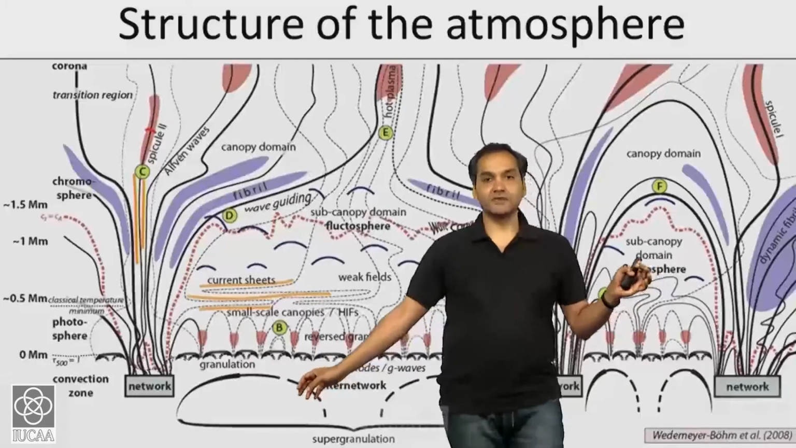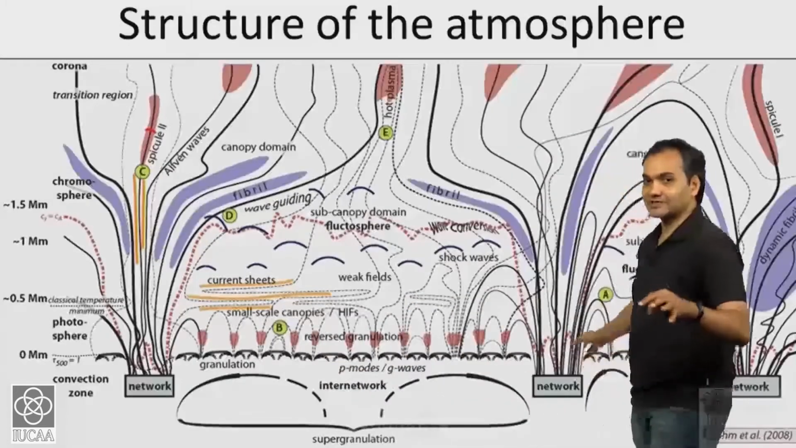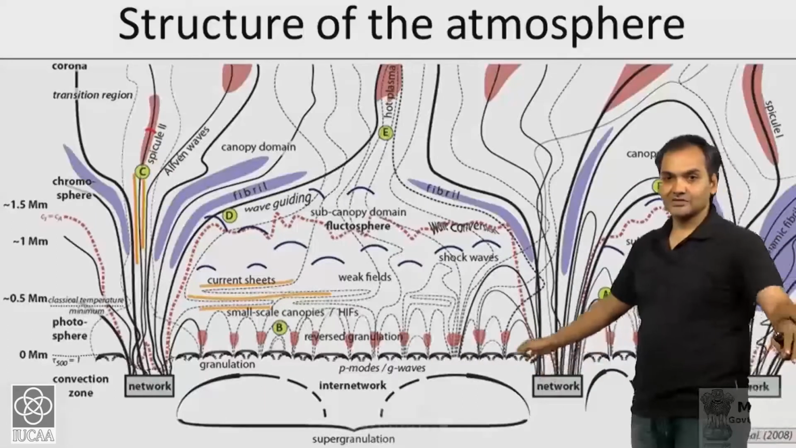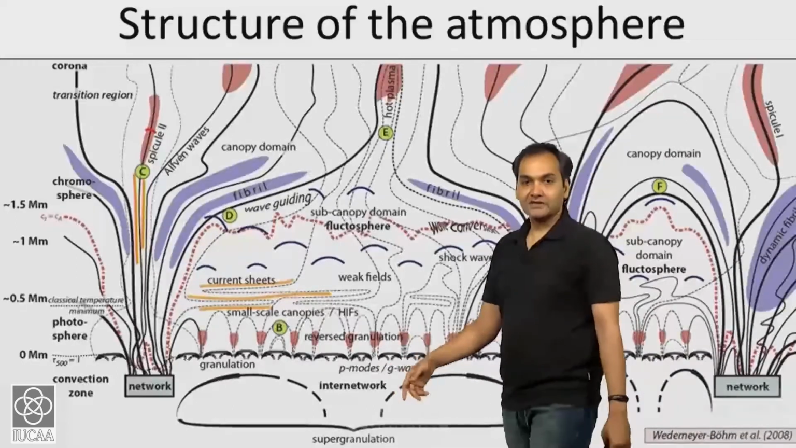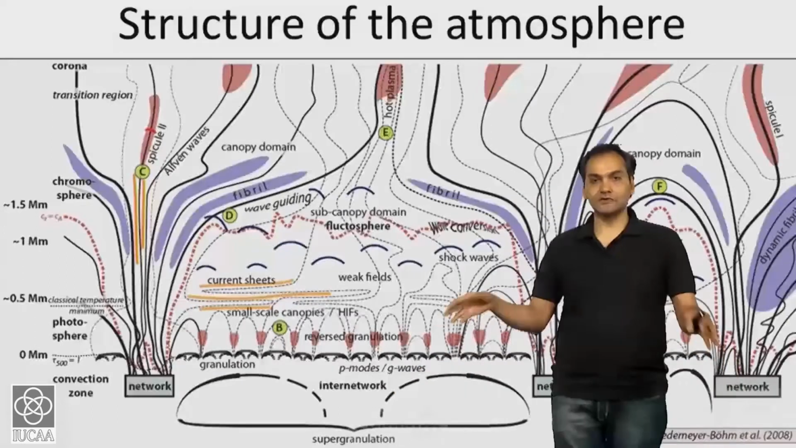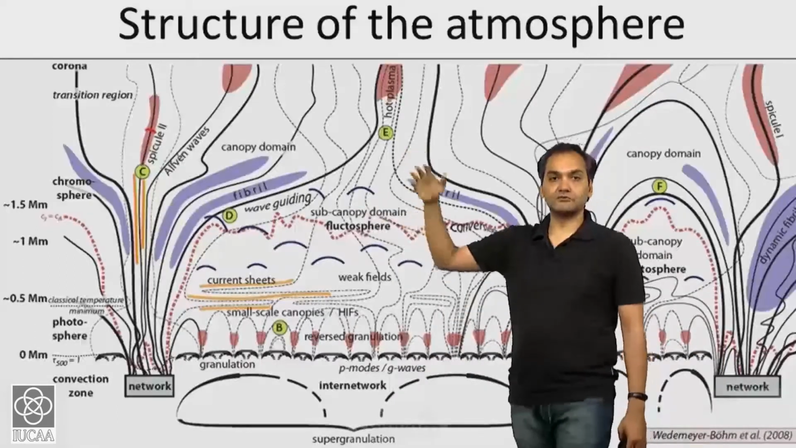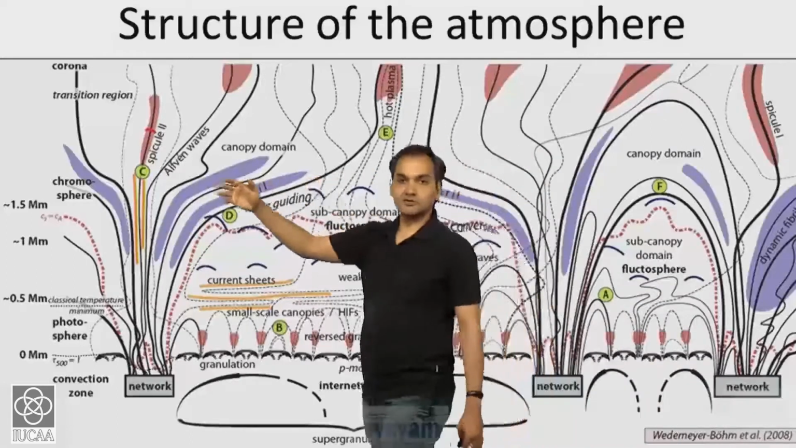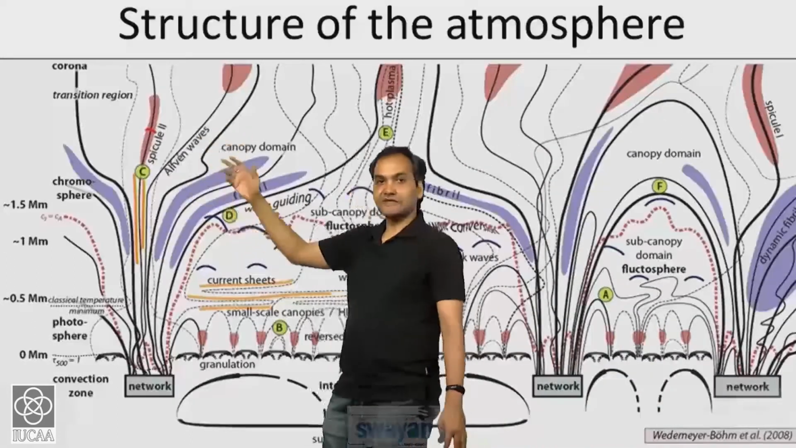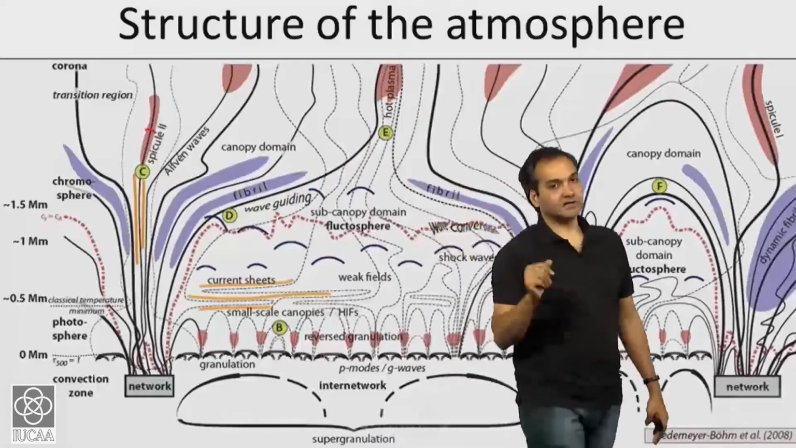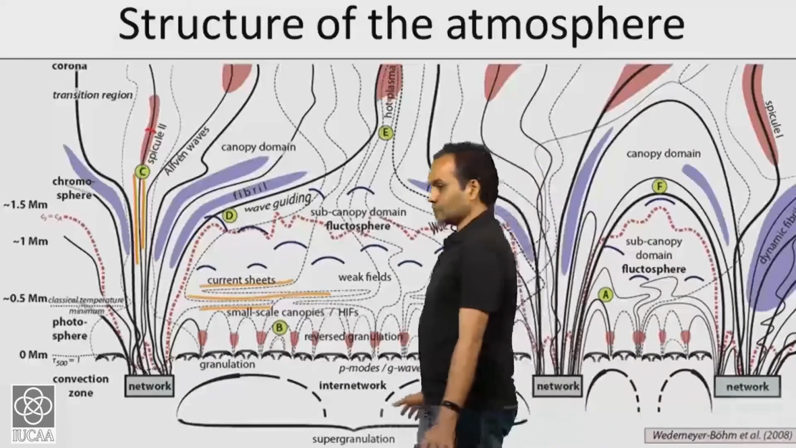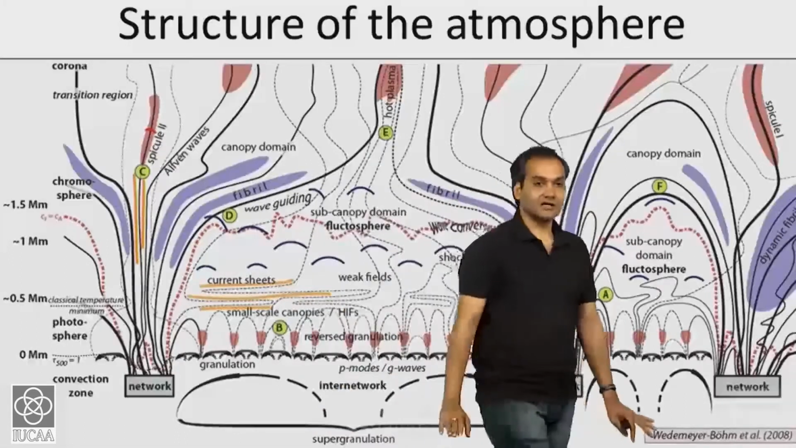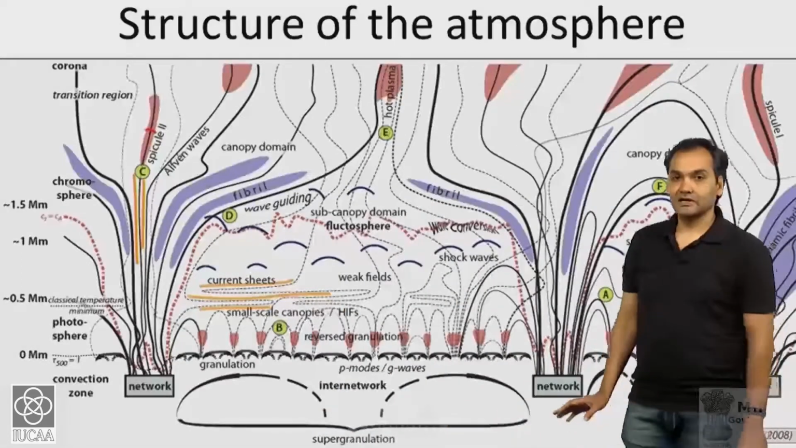Wedemeyer-Bohm et al. Where they have attempted to put everything what they see in different layers of the atmosphere. So, you have these network regions, you have the granules where you have the P mode and G mode you observe, the internetworks where the things are cooling and going down. You have the different kind of wave motions you observe. You have the spicules, which I'll show later. You have spicules of different types, and you have the transition region and all the way into the corona. So the atmosphere is essentially a zoo where there are structures at all kind of length scales possible, and they are evolving at different time scales altogether.